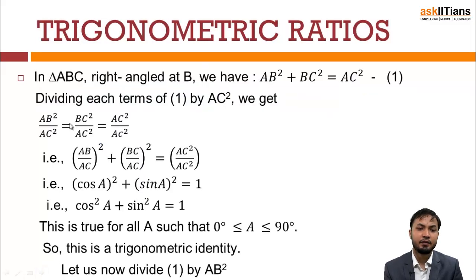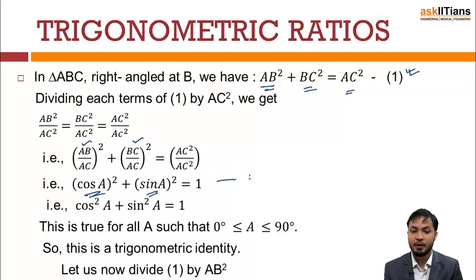Now, if I have a right angle triangle, which is right angled at B, I have AB square plus BC square is equal to AC square. Let this be equation 1. Okay, I divide all of them by AC square. What does this lead to? You see, if I write them in terms of my trigonometric ratios, I'll have cos square A plus sine square A is equal to 1.